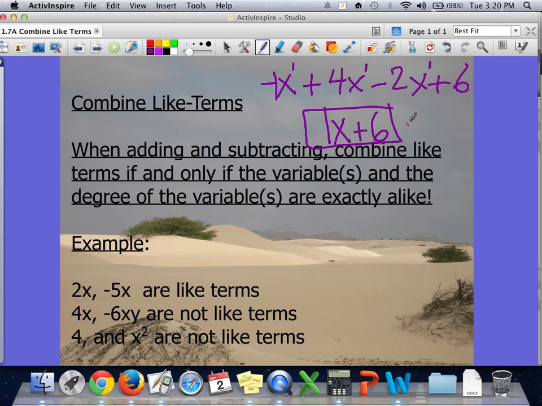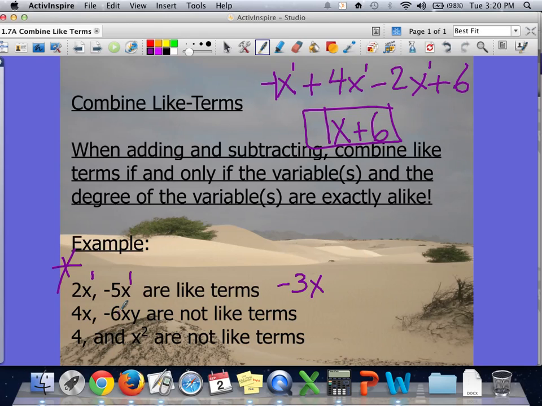Okay? So, looking at the examples down here, we have 2x and negative 5x. They are like terms because the degree is 1. Same exact variable. We could put those together. That would make negative 3x. Okay?